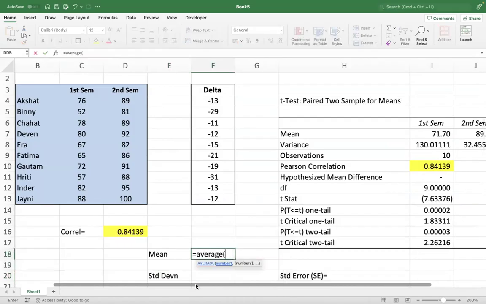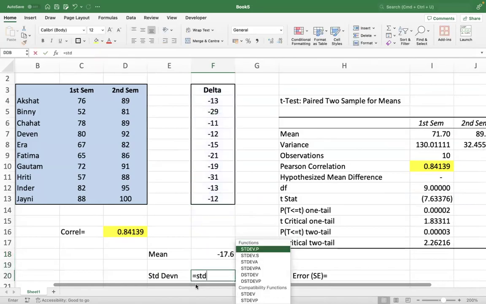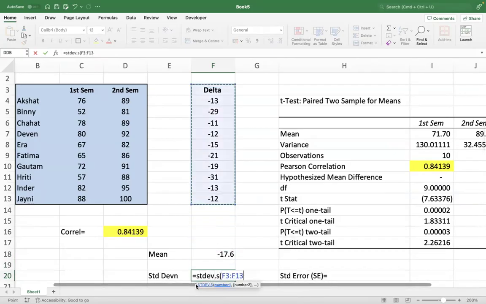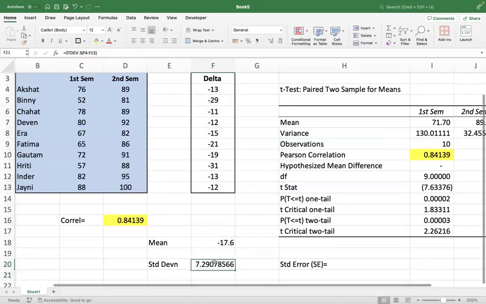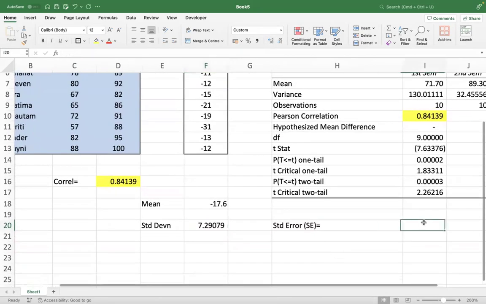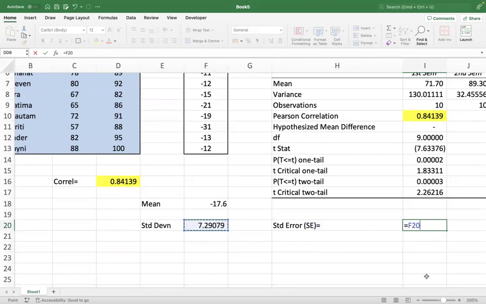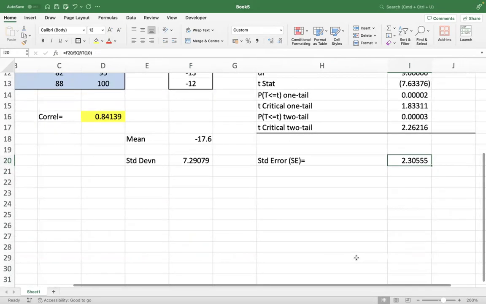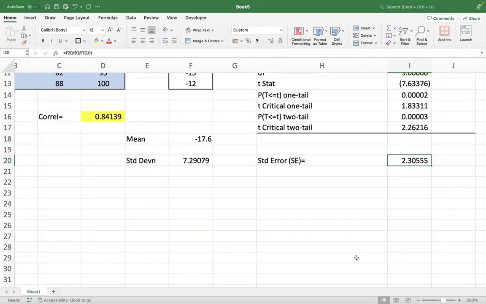So mean is nothing but the average, right? For the standard deviation, we can use STDEV. This is your standard deviation. Now this standard deviation we can use to get the standard error, which is the standard deviation of this delta distribution divided by the root of the number of observations. So this is your standard error. Look at your standard error. It should be 2.30555.